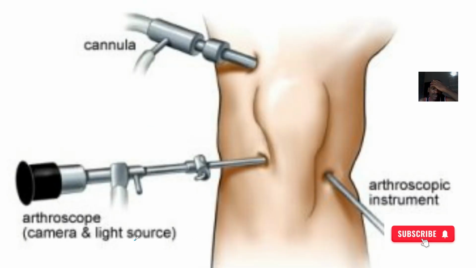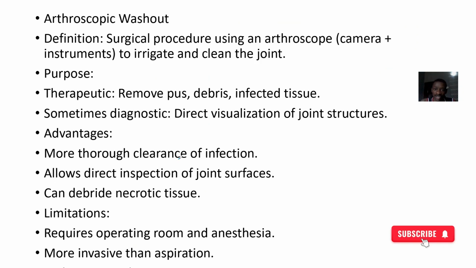Now for the next one, which is arthroscopic wash. I'm doing a procedure of arthroscopy, and basically I'm trying to get out everything that's inside there. It's a surgical procedure, and you are using an arthroscope, a camera instrument. You irrigate, you put fluid into the joint, then draw it out. So this will wash the joint. It can be used to remove pus, debris, and infected tissue.